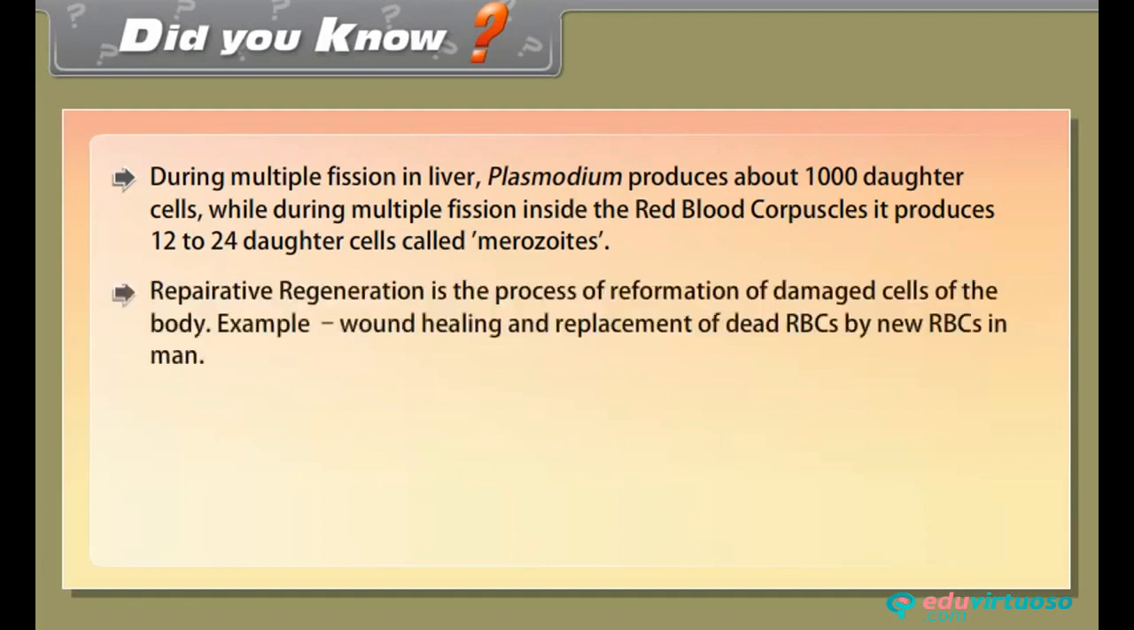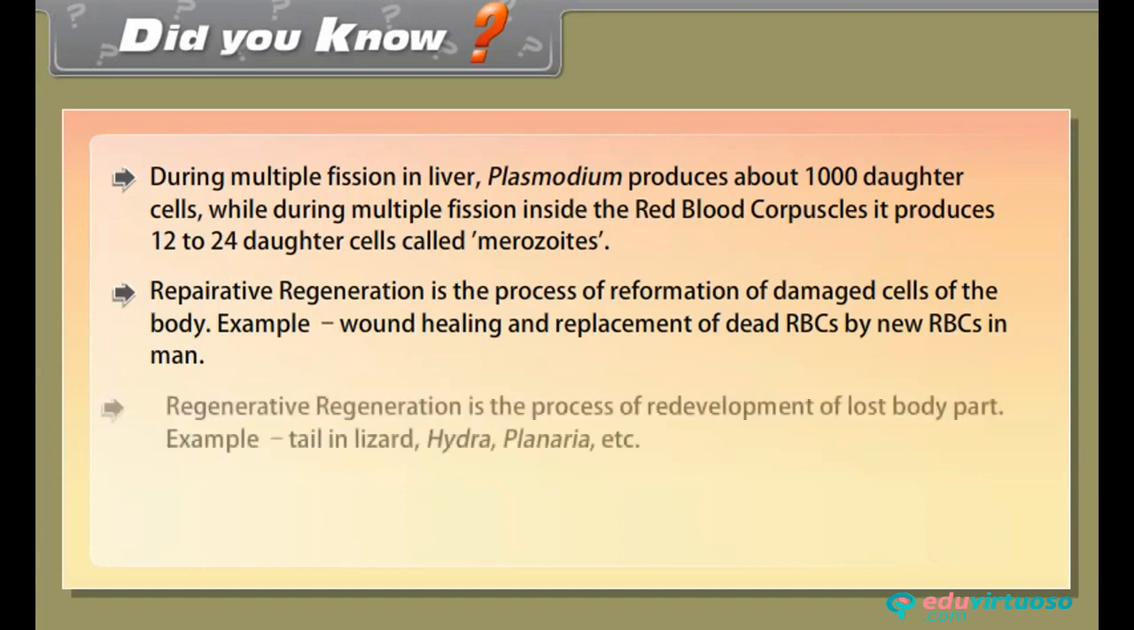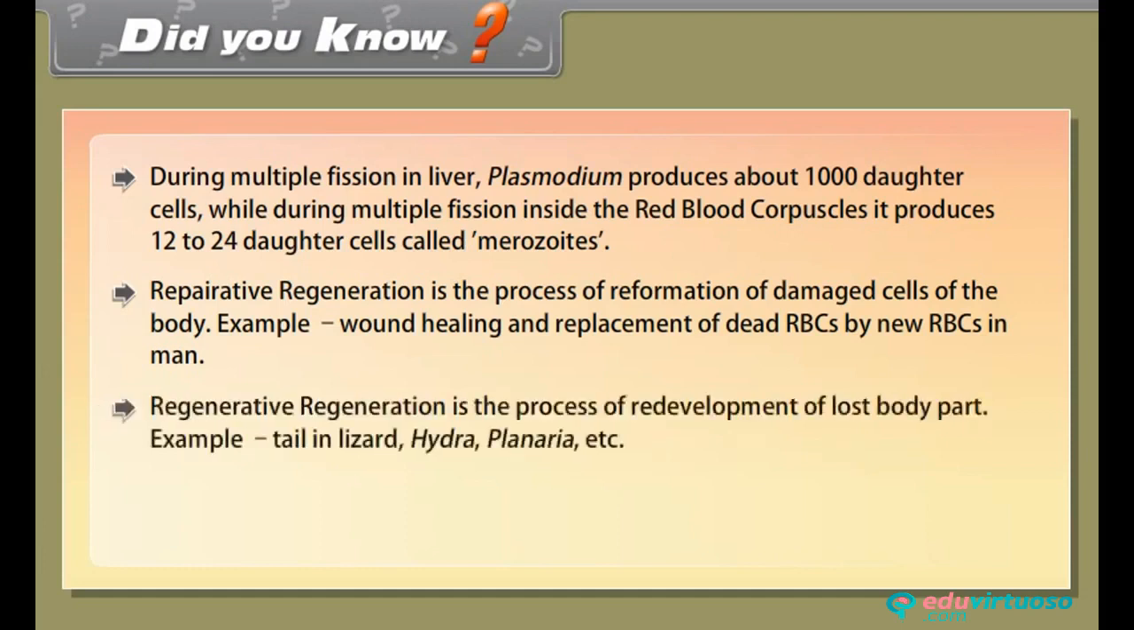Reparative regeneration is the process of reformation of damaged cells of the body. Example, wound healing and replacement of dead RBCs by new RBCs in man. Regenerative regeneration is the process of redevelopment of a lost body part. Example, tail in lizard, hydra, planaria, etc.